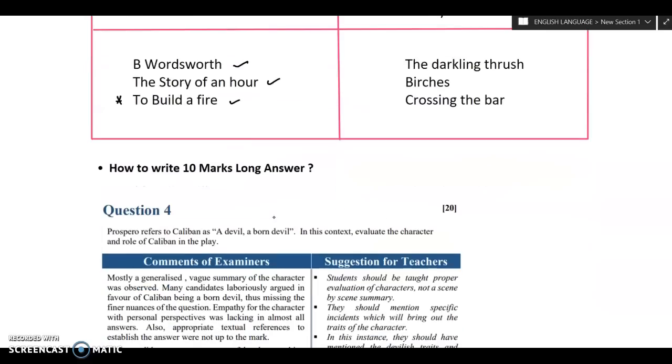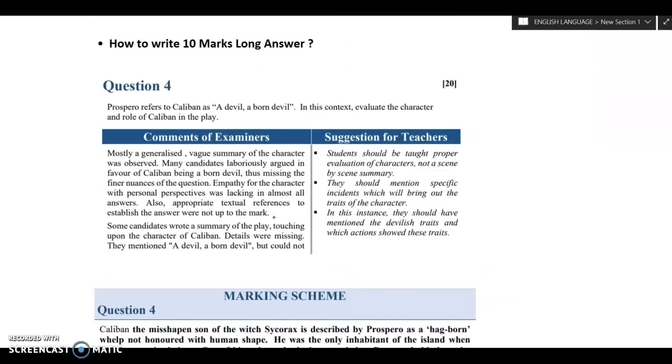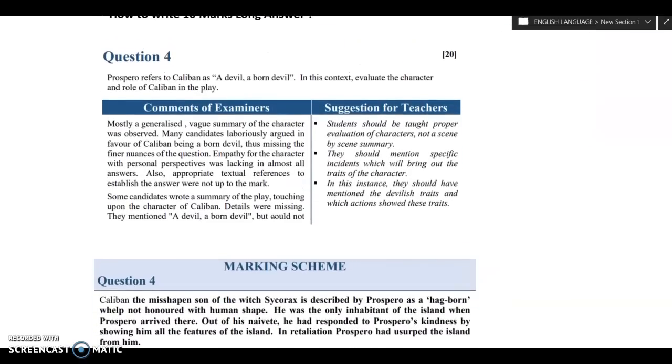Now I will show you an example on how to write a 10 marks long answer. This is a question from The Tempest. Please make sure to read the character analysis of all the characters like Miranda, Prospero, Ariel, Caliban, etc. Maybe Ferdinand also. Prospero refers to Caliban as a devil, a born devil. In this context, evaluate the character and role of Caliban in the play.